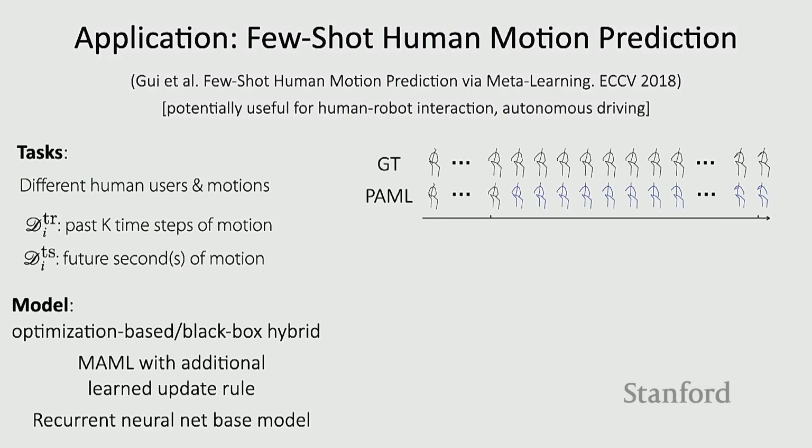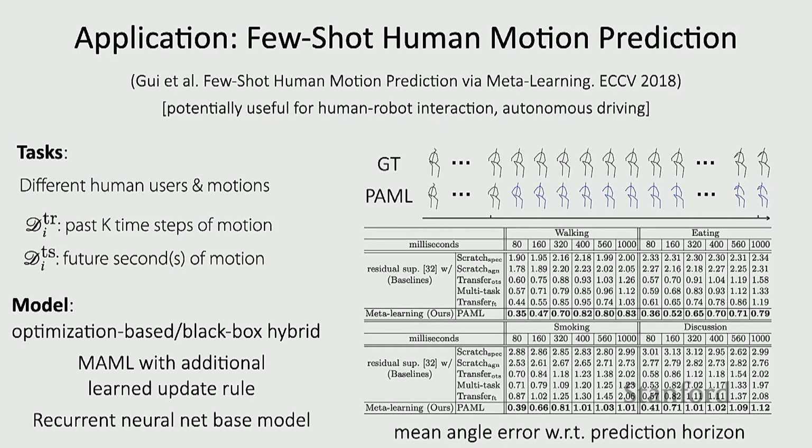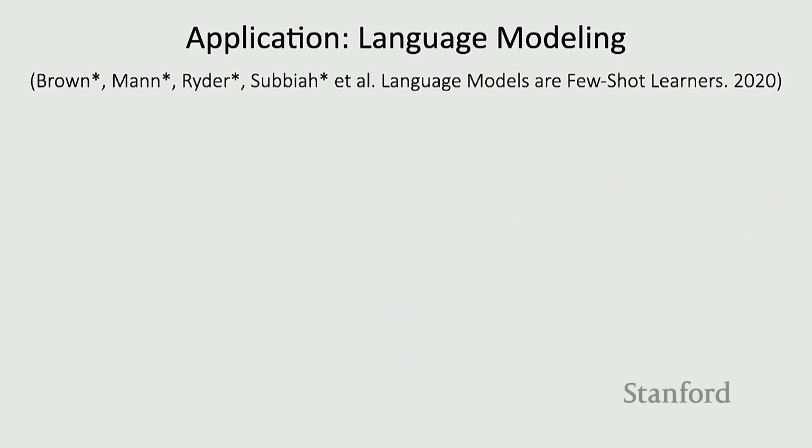Cool. So we looked at the human motion prediction example. And then one more application or example that I'll mention is language modeling. Many of you might be familiar with GPT-3. This can also be viewed as a meta-learner or a few-shot learner.